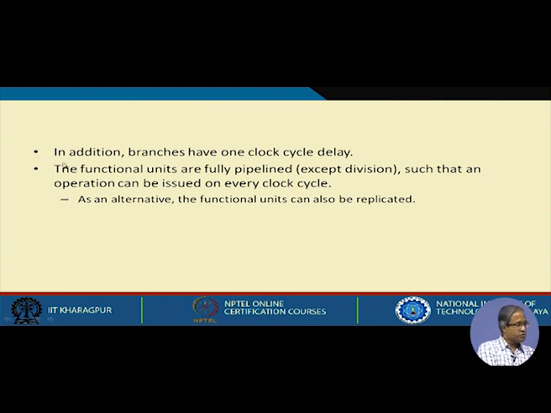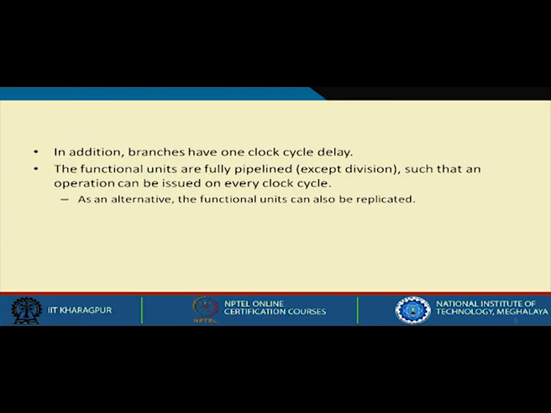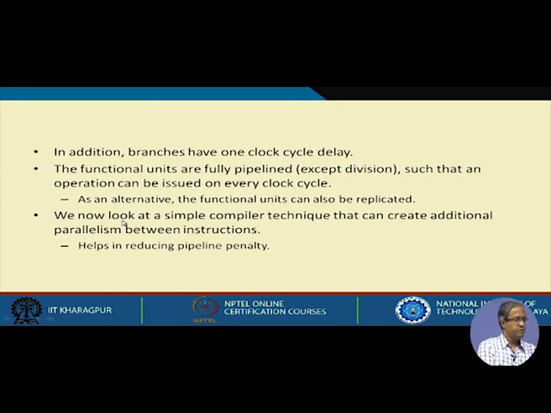The alternate philosophy could have been to have multiple functional units, meaning instead of pipelining, let us say the adder unit which consists of 4 stages, we could have used 4 adders, but that would unnecessarily increase the cost 4 times. Pipelining is a much more elegant method where cost is not increasing that much, but effectively we are getting approximately 4 times the throughput. Okay. Fine. So, we look at a compiler technique now where some additional parallelism can be created.